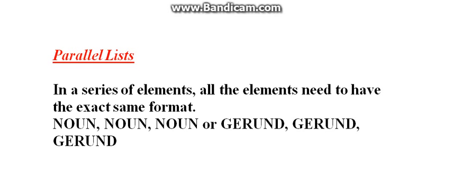Hello everyone, in this video we're going to talk about parallel lists and what they are and why they matter. Basically, in a series of elements, all the elements need to have the exact same format. That's why we call it parallel, because these things have to be the same. So if we have a noun, then we need another noun. If we have a gerund, then we need another gerund. And what is a gerund? A gerund is simply a verb that ends in ing that is no longer a verb, but is now a noun. Okay, let's look at some examples.